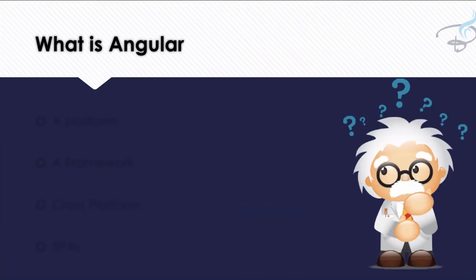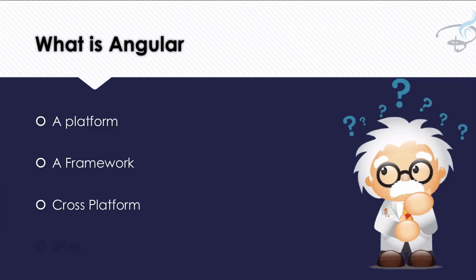Okay, so what actually is Angular? Angular is a platform to design a modern web app. It's a framework. Obviously, it's not a library. It's a framework of JavaScript. Angular is cross-platform. This means the app you design in Angular can work on web as well as for mobile also. Angular is best suited for single page application.